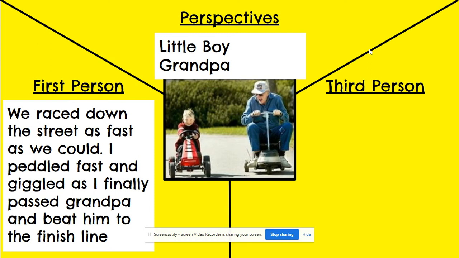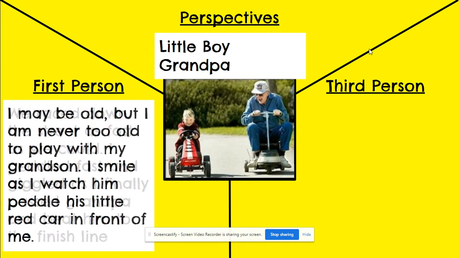If we were going to talk first person through the grandpa's perspective, it might say, I may be old, but I'm never too old to play with my grandson. I smile as I watch him pedal his little red car in front of me. So again, that's both first person, but from the different perspectives.